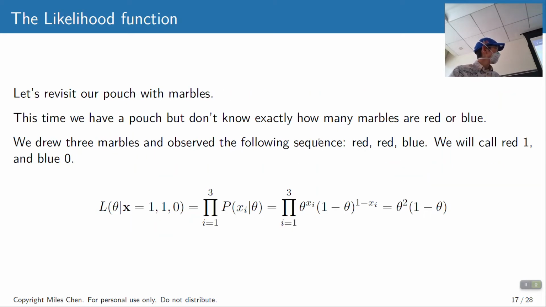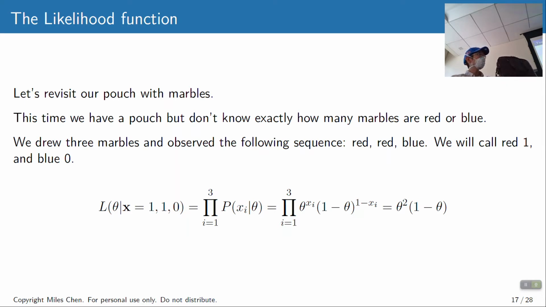So when we talk about this pouch with marbles, we're going to say we've observed, when I drew from this bag, the observations red, red, blue. That's going to be my data. My data is red, red, blue, or the sequence 1, 1, 0. But now we're asking, what's the likelihood of the parameters? We're asking, what is the proportion that's red inside the bag?